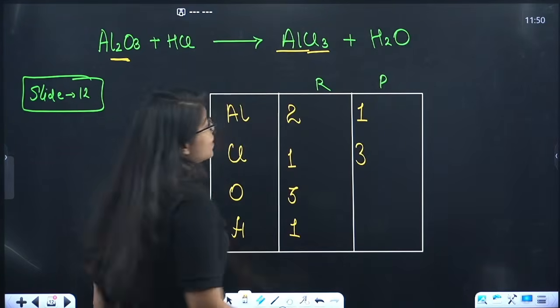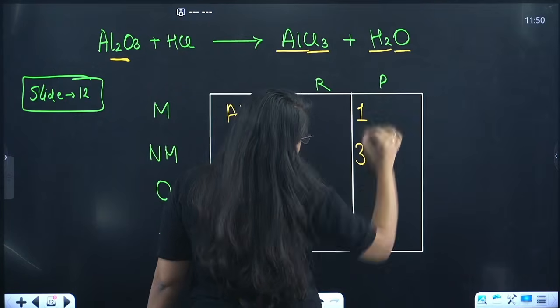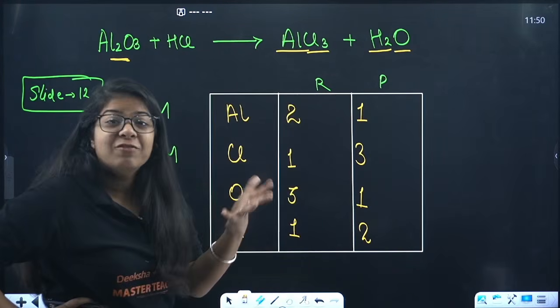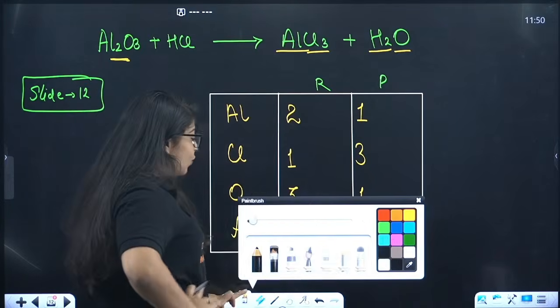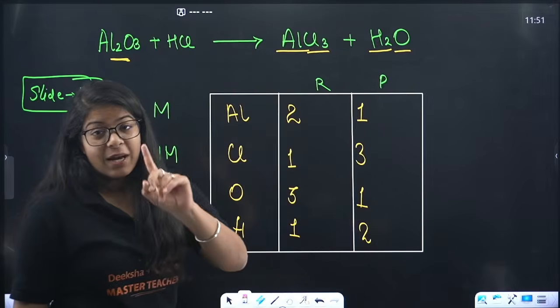Oops, we have to balance these. Then we have hydrogen. Hydrogen is 2. Oxygen is simply 1. So technically, nothing matches. So we have to balance everything. But how will we balance that? Ma'am, very easy. You have told us how to balance. We'll do exactly like that.